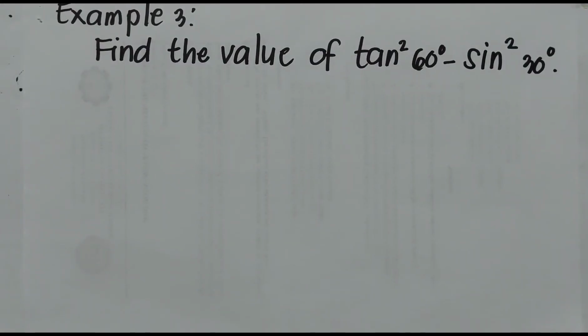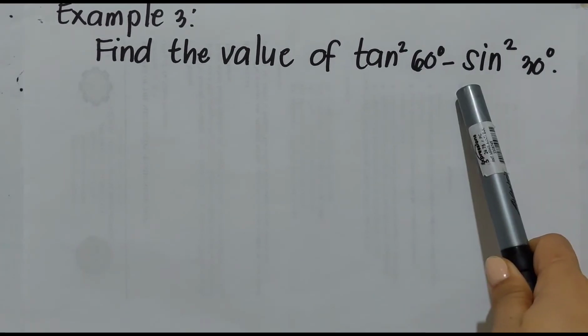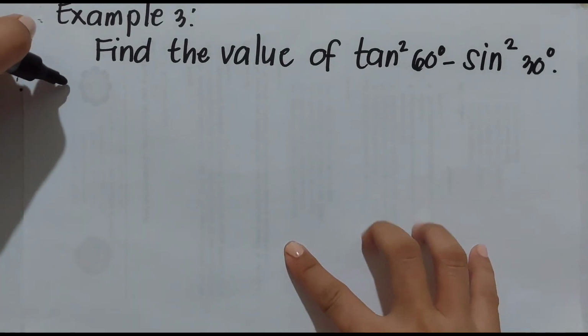So, we have here example 3. Find the value of tangent squared 60 degrees minus sine squared 30 degrees. Now, we already know the values of tangent 60 degrees and sine 30 degrees. So, we will just substitute their values to find the answer. Okay? So, let's have the solution.